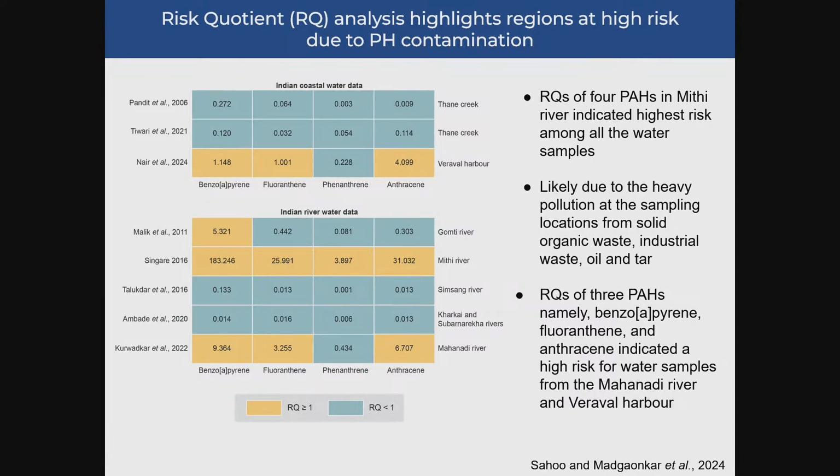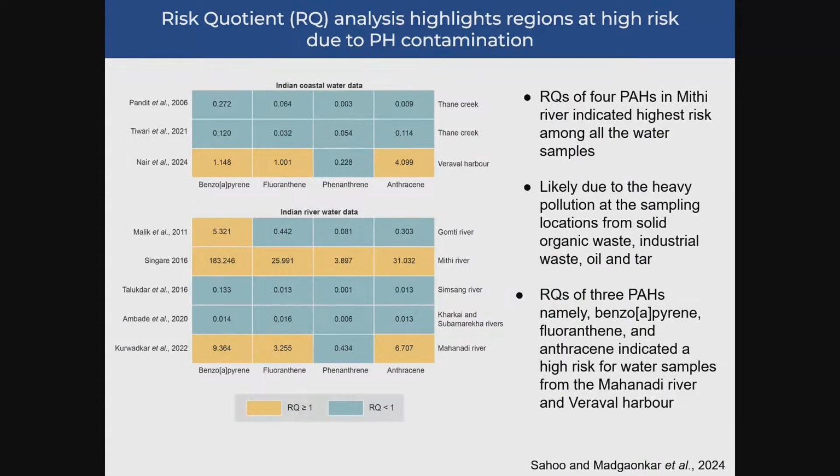We see that for Mithi River, the risk quotients are very high, and then the question was, why should this be the case? We went back and looked at the literature to find that this particular river is highly polluted due to dumping of solid and industrial waste in it. So that kind of validated our analysis.